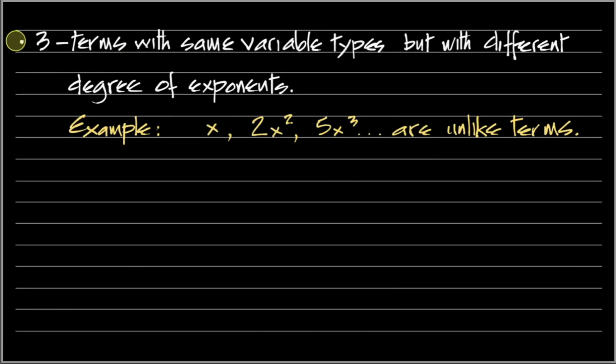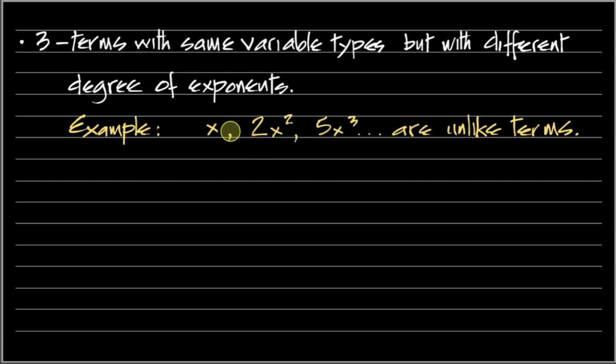3. Unlike terms are terms with the same variables but with different degree of exponents. That one is simple. x, which can be said to be x to the power of 1. This one is 2x to the power 2, to the second degree. The other one is 5x to the power 3. They all have x in common, but their degree of exponents is different. This one is to the power 1, this is to the 2, and this is 3. So they are unlike terms.